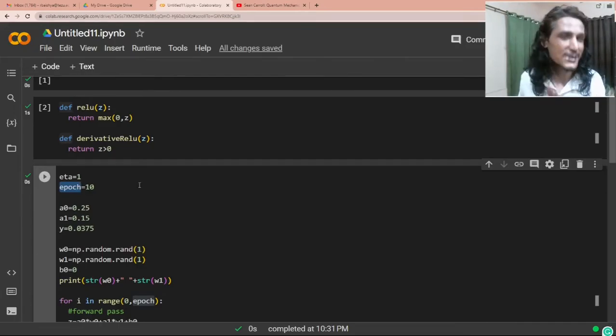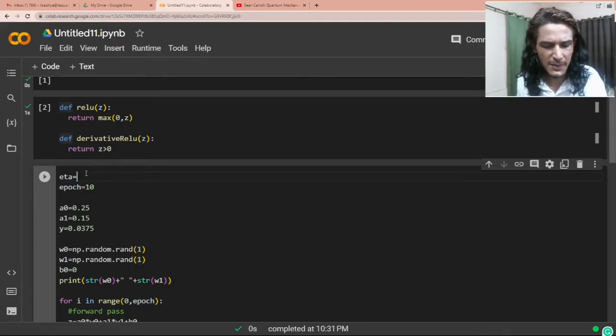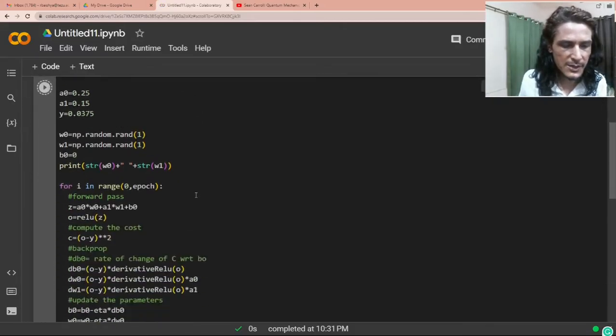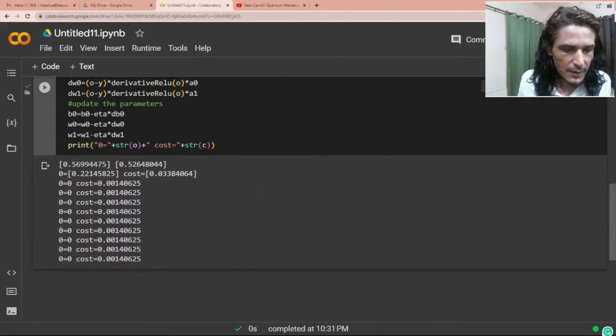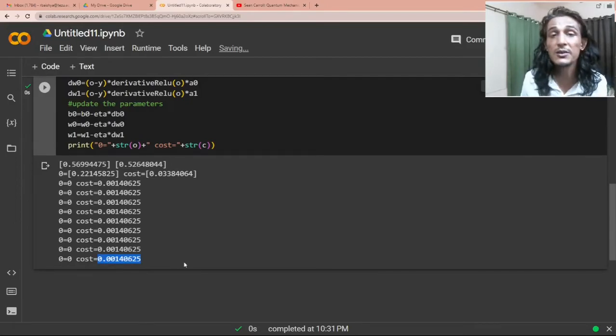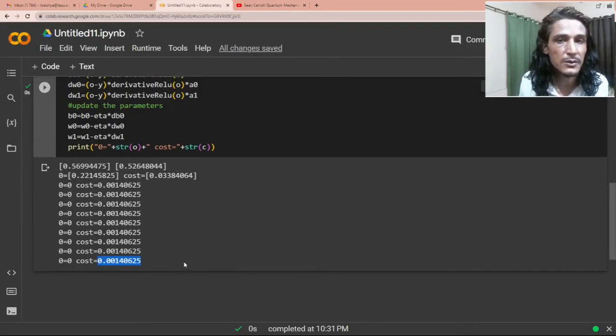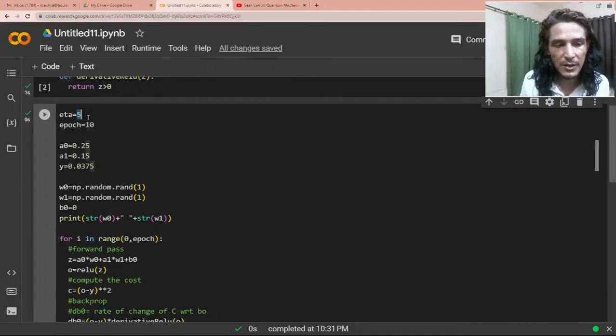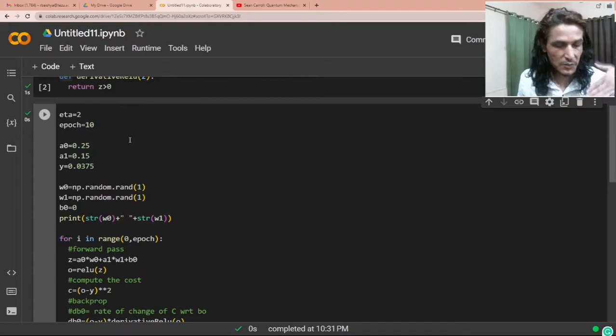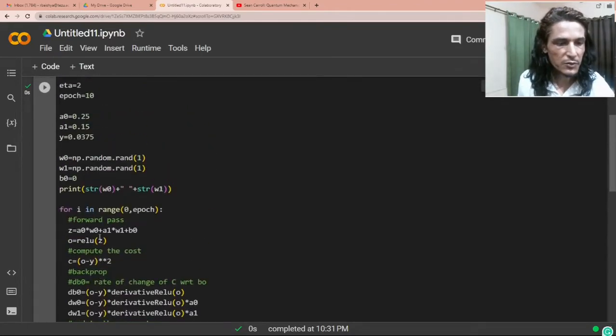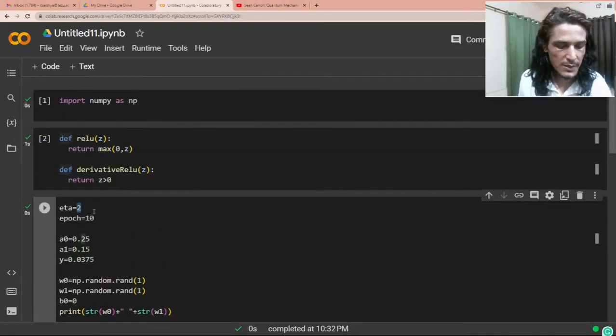So say for example, now if I make it 5, will it reach a solution? Let's see. Now the output is 0, cost is this. At 5 it is showing that the output is 0 and the cost is this. It has not reached that solution. Got the point? Increasing it arbitrarily is not always going to help you, but up to some extent you can go on increasing. So for 2 also it's not working, so 1 is working.